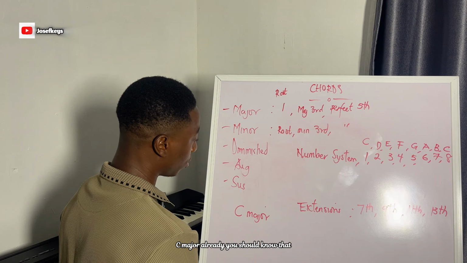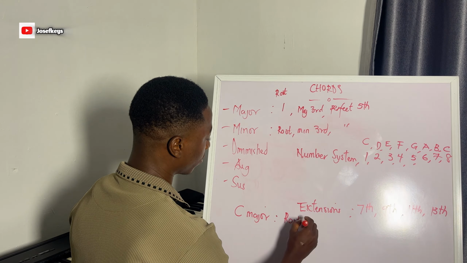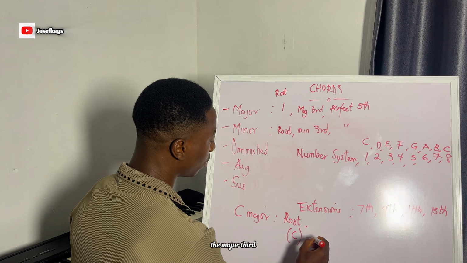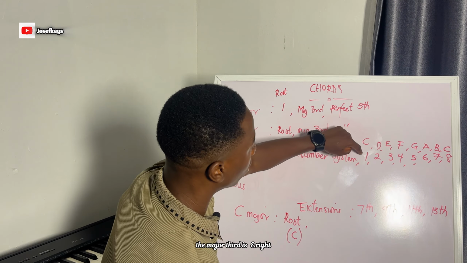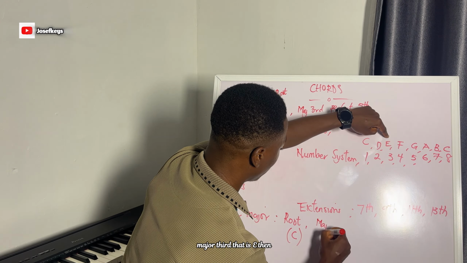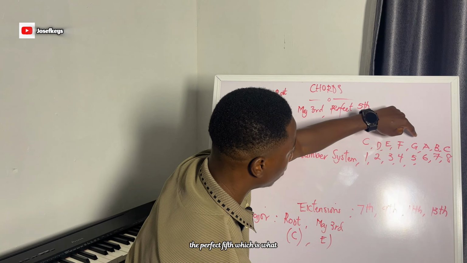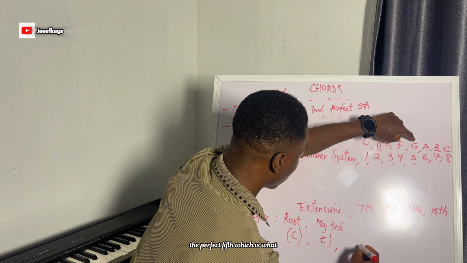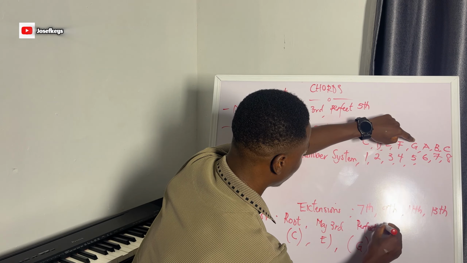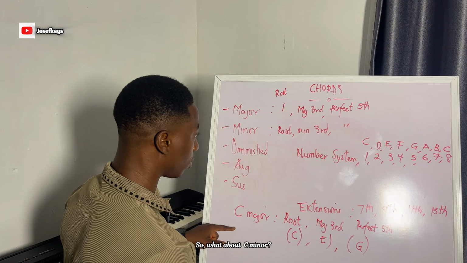Now, for example, let's say you come across a chord that says C major. Already, you should know that we're talking about the root, which is your C. The major third is E. Then the perfect fifth, which is G.